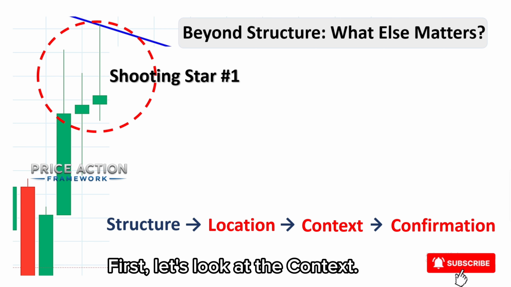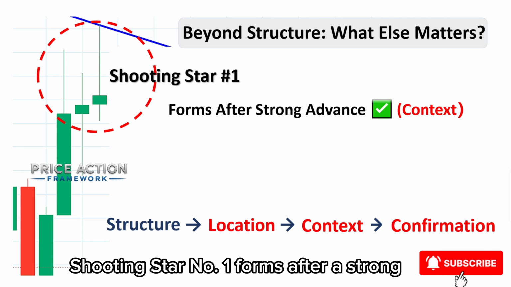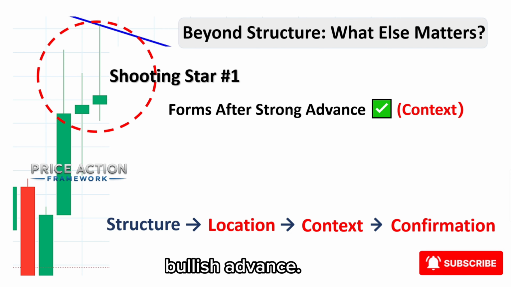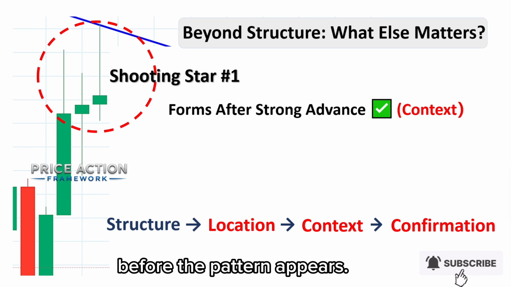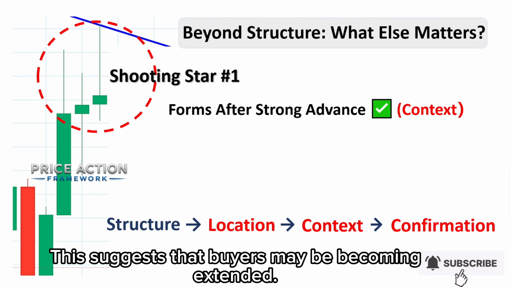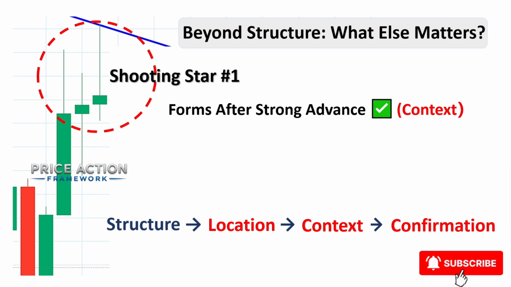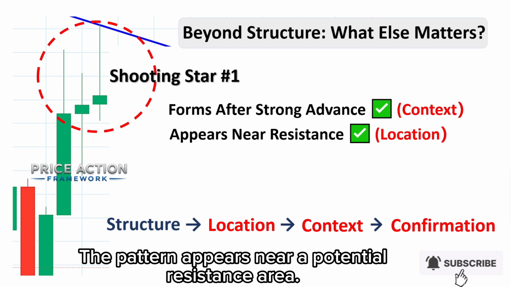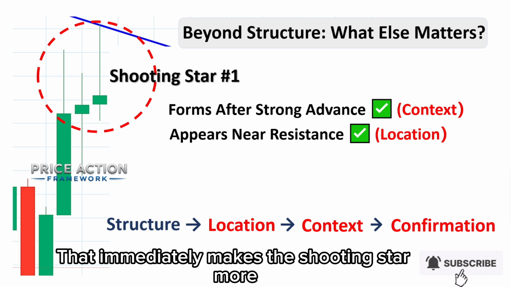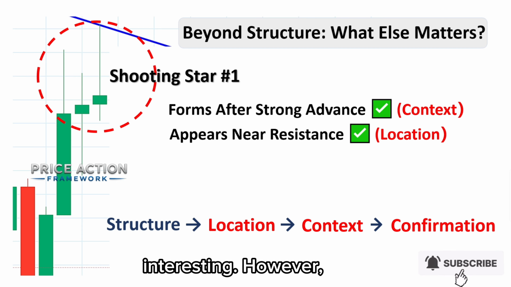First, let's look at the context. Shooting star number 1 forms after a strong bullish advance. Price has already moved significantly higher before the pattern appears. This suggests that buyers may be becoming extended. Now let's look at the location. The pattern appears near a potential resistance area. That immediately makes the shooting star more interesting.